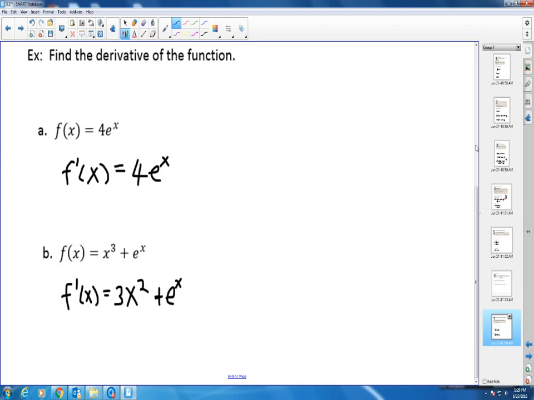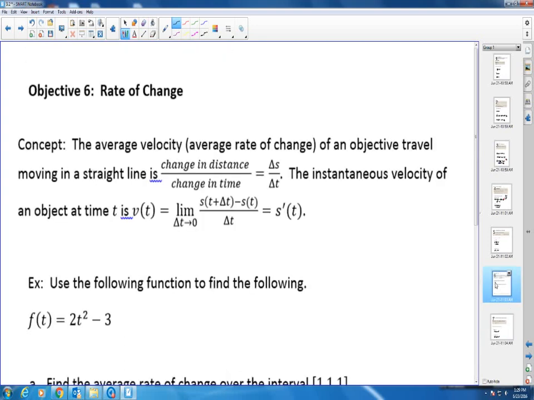All right, let's take a look at something called the rate of change. The average velocity. If you think about average velocity, like going 80 miles per hour, 80 miles per hour is your rate, your speed. And if you go 80 miles per hour, that means you're constantly driving 80 miles per hour. That's called the average velocity.